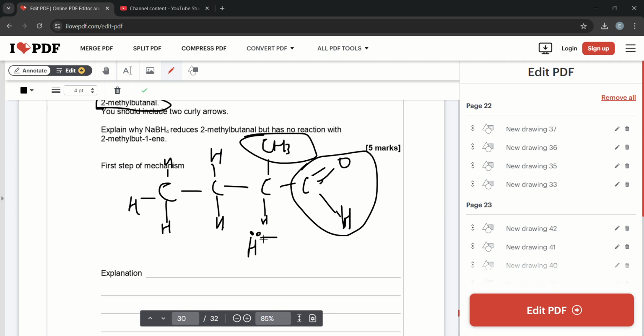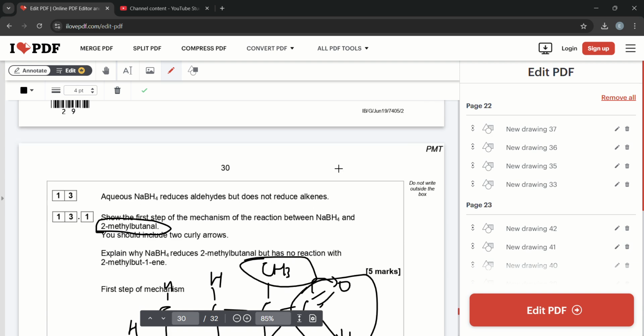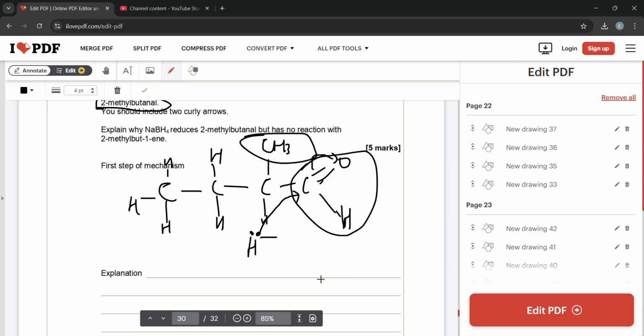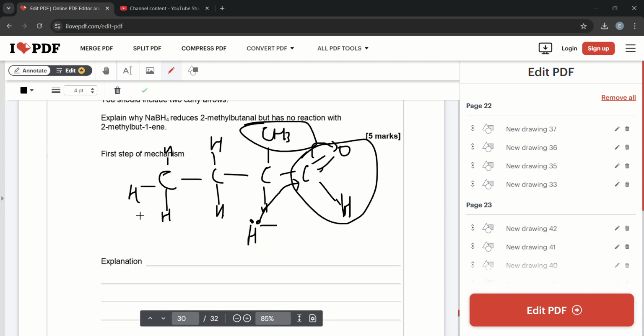And what's going to happen is it's going to attack the carbon and then transfer electrons to the oxygen. That's all it wants. It says first step. So read the question properly, because you don't want to just do all the steps and then realize it's pretty much a waste of time because it just wants the first step.